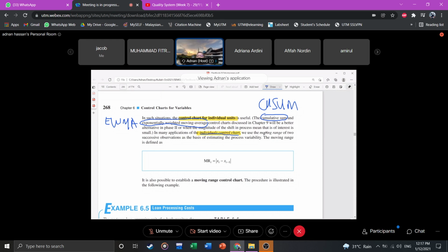For the individual control chart, we use the moving range of 2 successive observations. MR means moving range. So we are measuring the difference between the current value and the previous value, x_i minus x_(i-1), meaning two adjacent points. I will show the example later on.